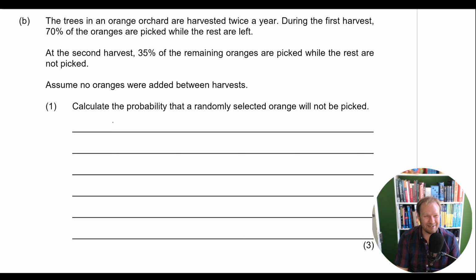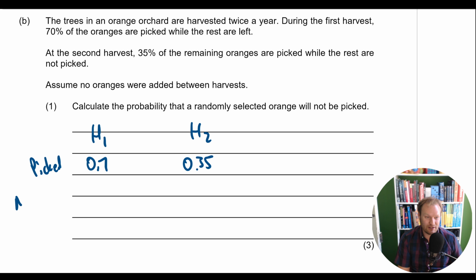It's too much. Okay, so we've got harvests, right? So there's a harvest 1 and there's a harvest 2. And in a particular harvest, for the oranges that are there in the harvest, we have probabilities of being picked given. So there's a 70% chance, or probability I should say, of being picked in the first harvest. In the second harvest, for the oranges that are there, there is a 0.35 probability of being picked.